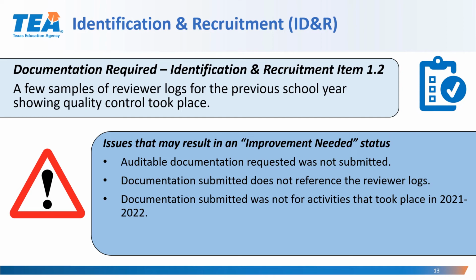Issues that may result in an improvement needed status: auditable documentation requested was not submitted; documentation submitted does not reference the reviewer logs, or documentation submitted was not for activities that took place in 2021-2022.